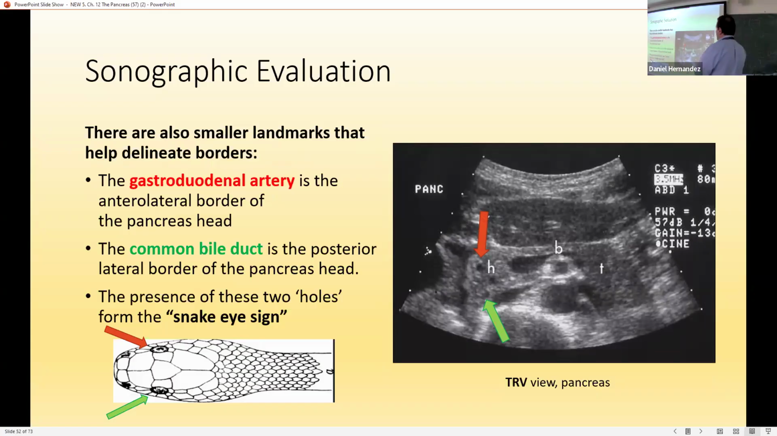In terms of smaller landmarks that help to delineate borders, you could look for the gastroduodenal artery, the anterolateral border of the pancreatic head. The common bile duct makes the posterolateral border of the pancreatic head. The presence of these two holes forms what's sometimes referred to as the snake eye or snake head sign.